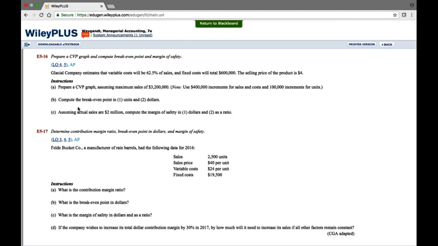They've asked us to calculate the break-even point in units and break-even point in dollars. We know how to do that. We know the formula. What's new over here in this particular exercise is they've asked us to calculate the margin of safety in dollars and as a ratio, assuming that we have $2 million in sales.